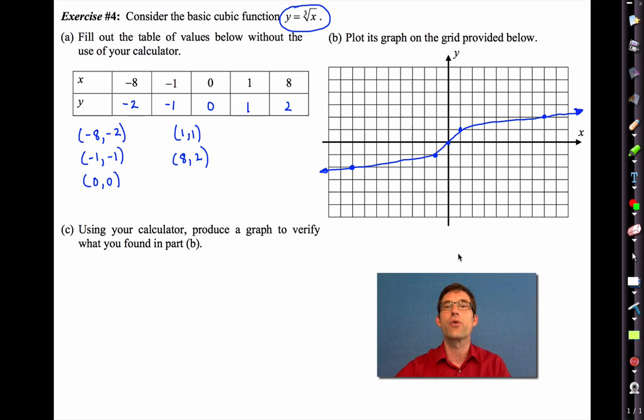Unlike the square root graph, the cubed root graph goes on forever in both directions, and that's because we can take the cubed root of negative numbers, whereas we can't take the square root of negative numbers.